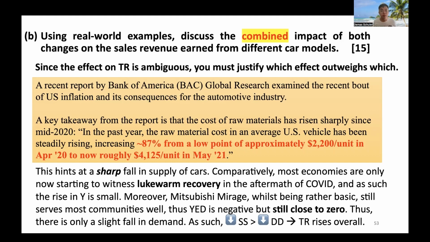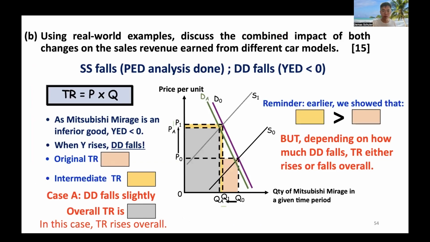Moreover, the Mitsubishi Mirage, whilst being rather basic, still serves most communities well, and thus YED is negative, but still close to 0. And therefore, there is only a slight fall in demand, which corresponds to case A. And thus, the fall in supply is going to outweigh the fall in demand, leading to an overall increase in total revenue.